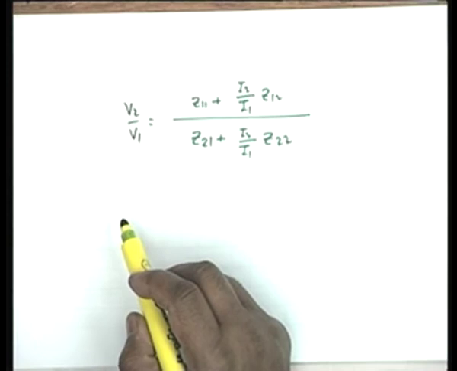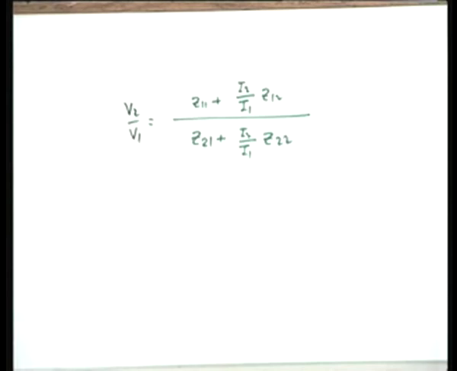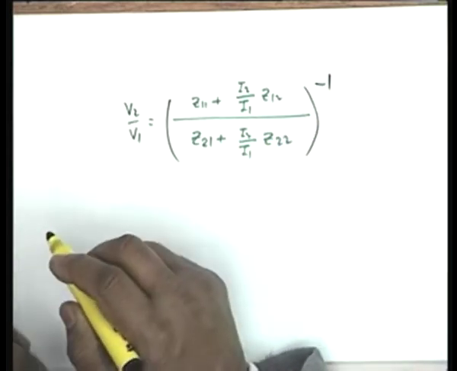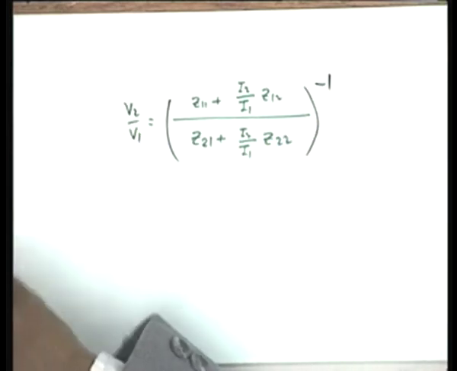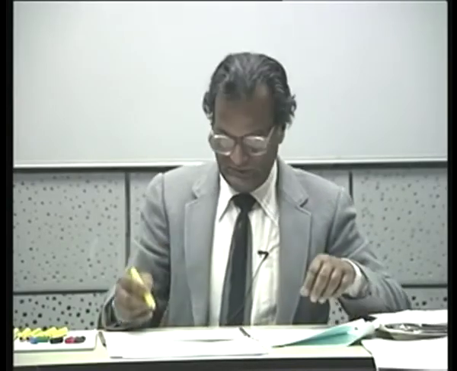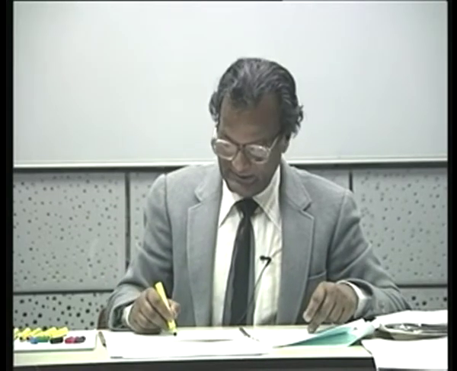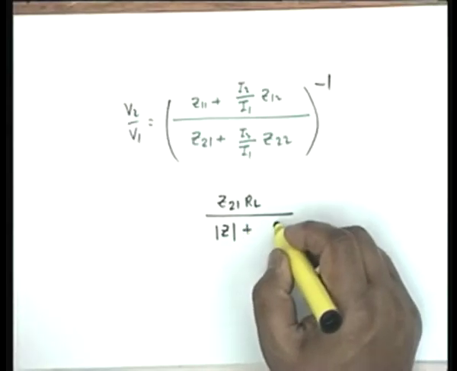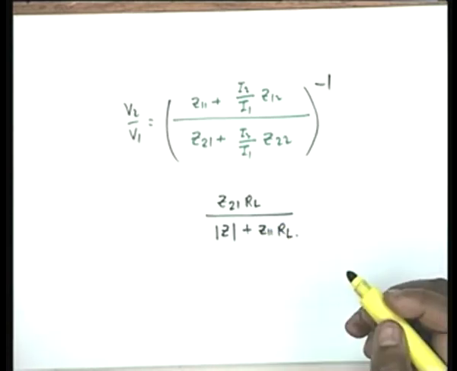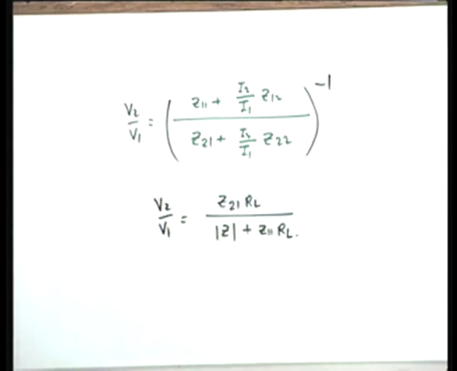No, I have made a mistake. It's the other way around. This to the power minus 1. Okay, you simplify this, I will simply give you the final result. The final result is Z21 RL divided by determinant Z plus Z11 RL. Alright, this is V2 by V1 after simplification.